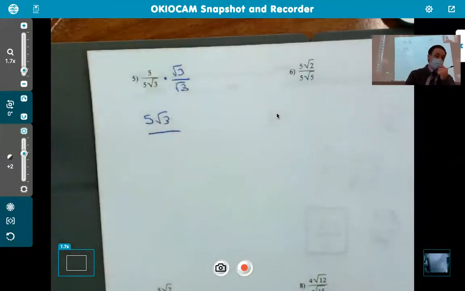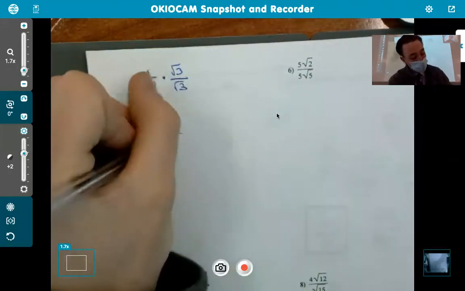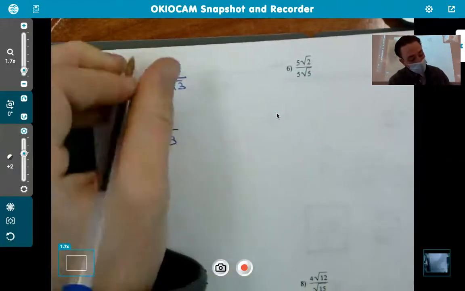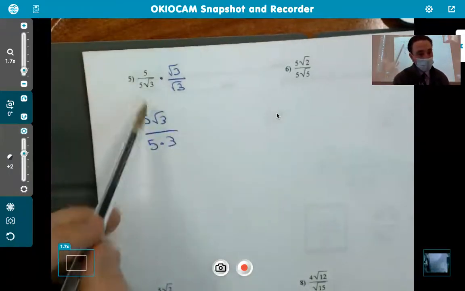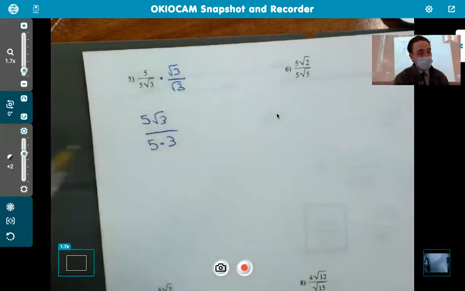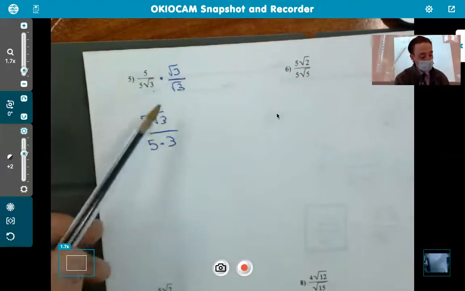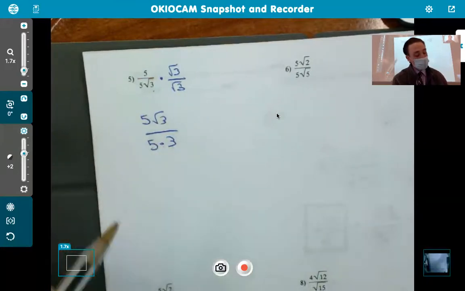How does my denominator simplify? So I have 5 root 3 times root 3. It's just 5 times 3, right? Because it's 5 times root 3 times root 3. Well, root 3 times root 3 is root 9, which we know is just 3. So again, that's me just kind of going from one step to the next and not having to write down the radical.